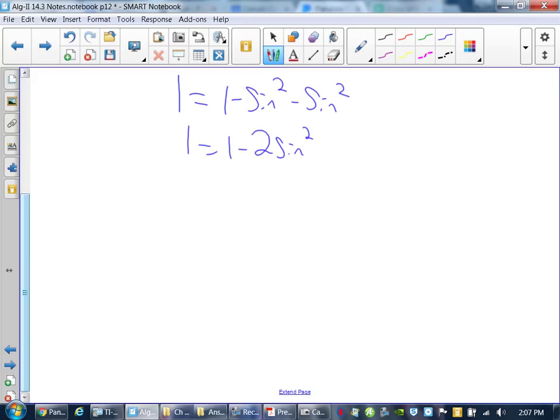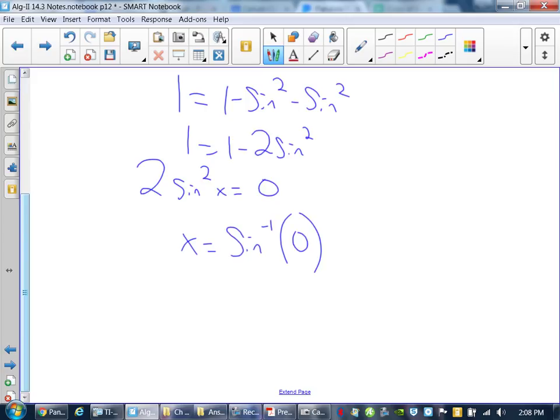So now I'm gonna put the negative 2 sine squared on the left and move the 1 to the right just to make everything positive. Okay. So I'm gonna get 2 sine squared is 0. What's 0 divided by 2? 0. So this is asking you what angle has a sine value of 0.